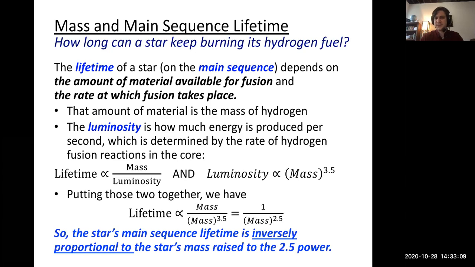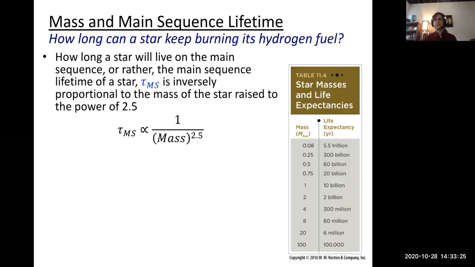So the star's main sequence lifetime, how long a star will live, is inversely proportional to the star's mass raised to the 2.5 power. This is why we wanted to get the mass of the star, because the mass of the star determines the lifetime of the star. So now we have a way of determining the main sequence lifetime, as we call it. How long will a star live on the main sequence? So we label this the main sequence lifetime.